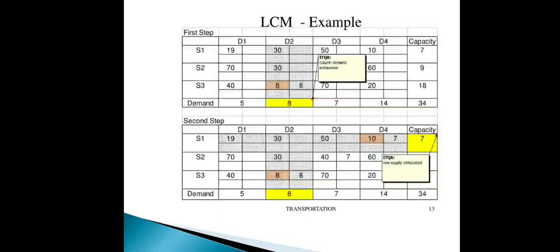Here we have 3 sources and 4 destinations. So correspondingly we have 3 capacities and 4 demands. Now we check whether this problem is balanced or unbalanced. Balanced means total supply is equal to total demand. So we add capacities: 7 plus 9 plus 18 is equal to 34. And demand 5 plus 8 plus 7 plus 14 is also 34. So supply is equal to demand, and the given problem is balanced.